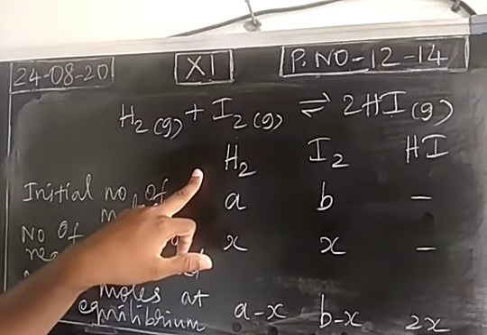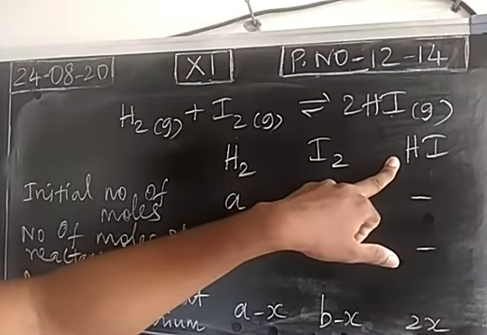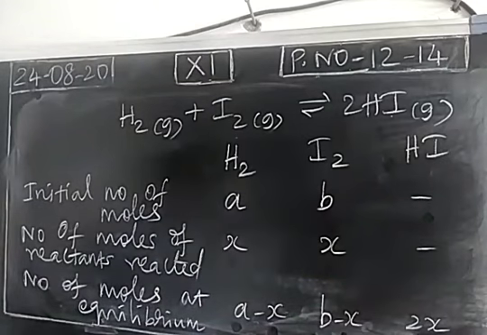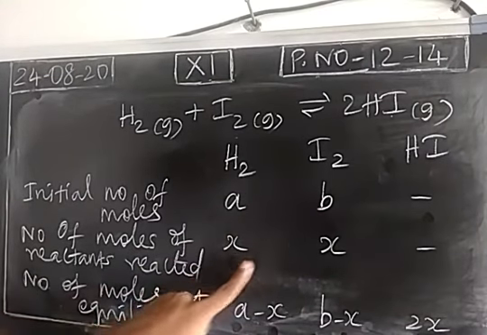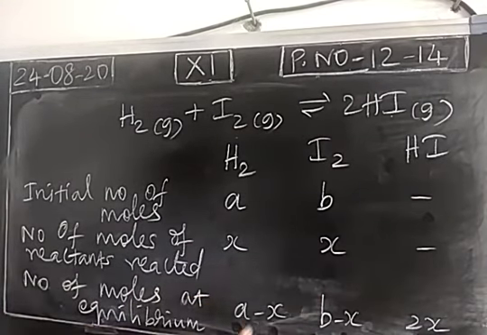So we have reactants hydrogen and iodine, and the product formed is hydrogen iodide. This is the initial number of moles. This is the number of moles reacted. This is the remaining number of moles at equilibrium. So the equilibrium mixture has A minus X mole of hydrogen, B minus X mole of iodine, and 2X mole of product hydrogen iodide.